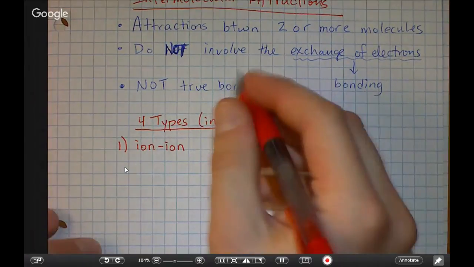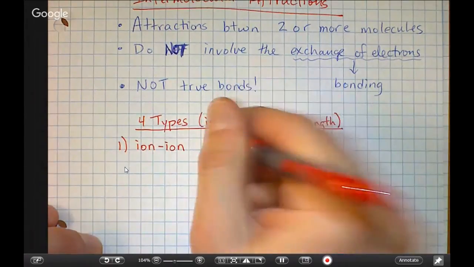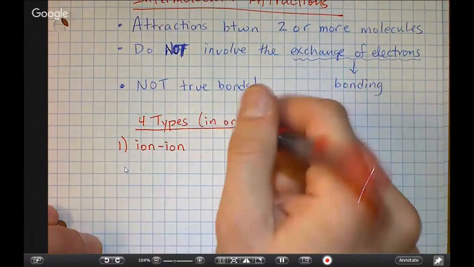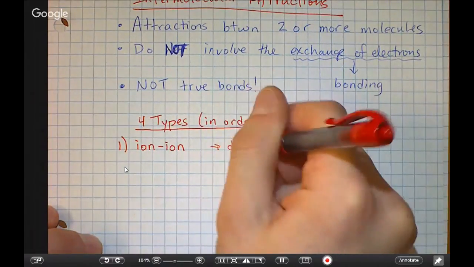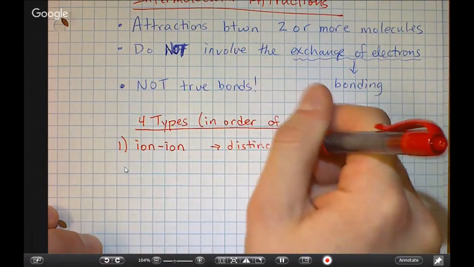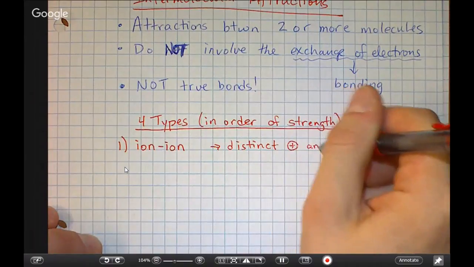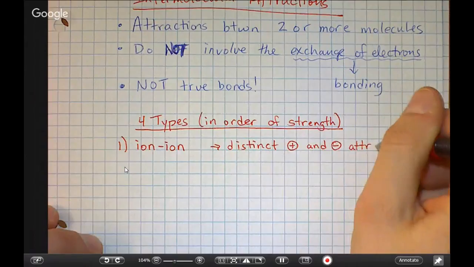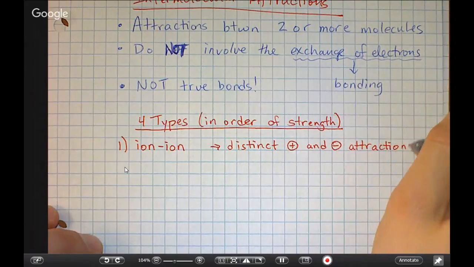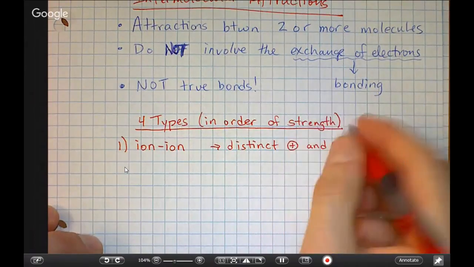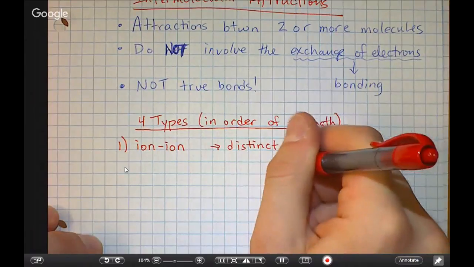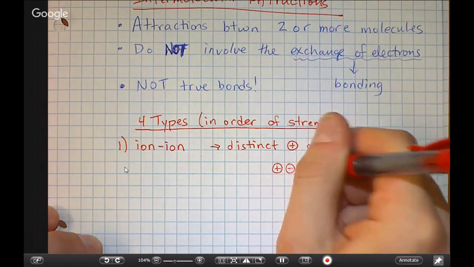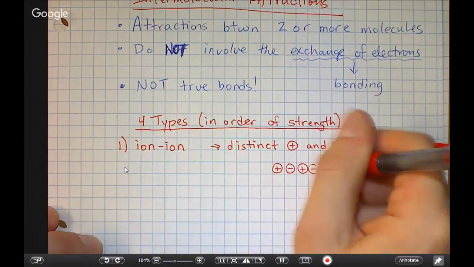So this is the strongest attraction because we have distinct positive and negative charges attracted to each other. Much like where we have a positive, a negative, a positive, a negative.